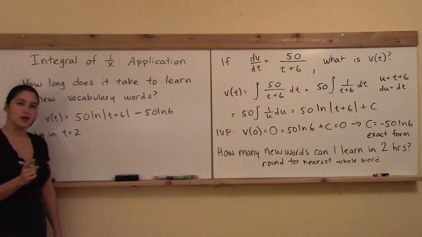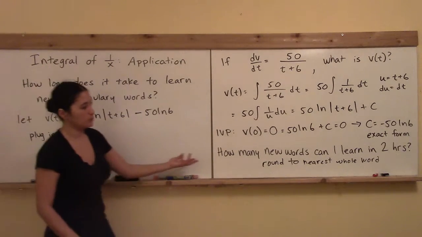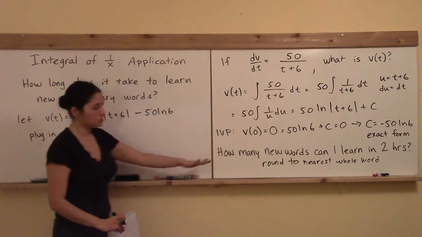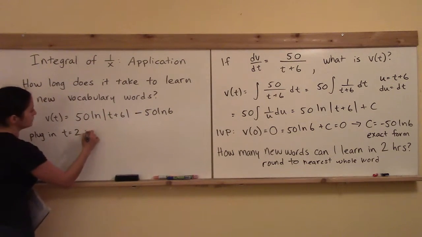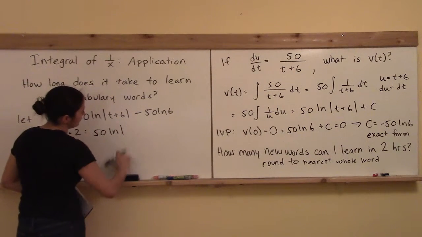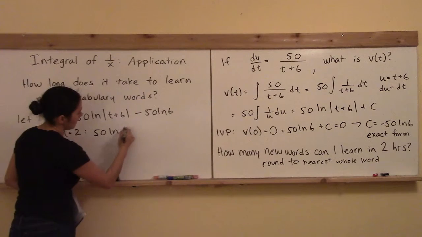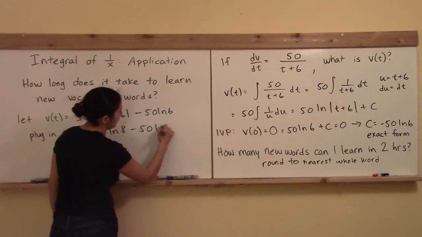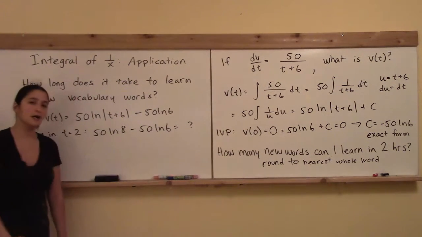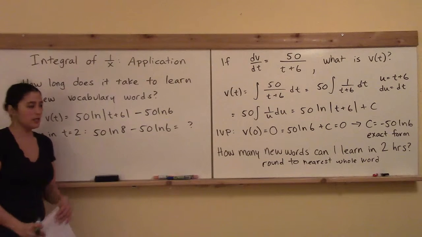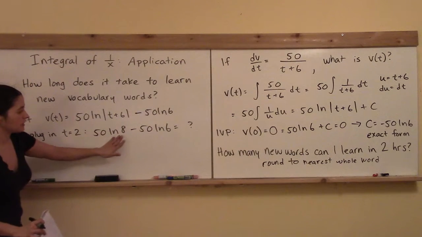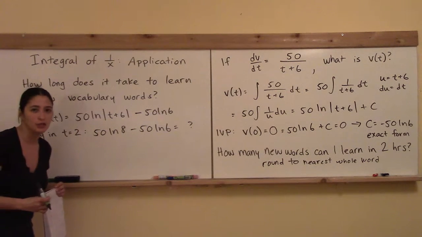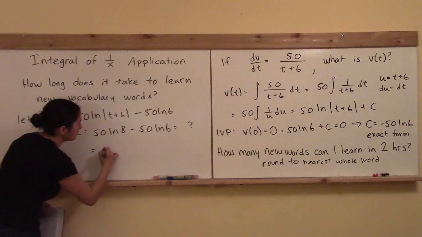Make sure that your units are always correct as usual. If it said how many words can I learn in 30 minutes, that would be t equals 0.5. Okay? So this one is in hours and t is in hours. So I'm going to plug in t equals 2. So that's 50 log of, well, the absolute value of 2 plus 6 is 8. So the absolute value of 8 is 8. So 50 log 8 minus 50 log 6 equals, now you're going to want to get the number from your calculator. And if you like, you can punch in 50 log 8 minus 50 log 6 and get the number from your calculator. Or if you like a little more practice with logs for review, how could I combine this?